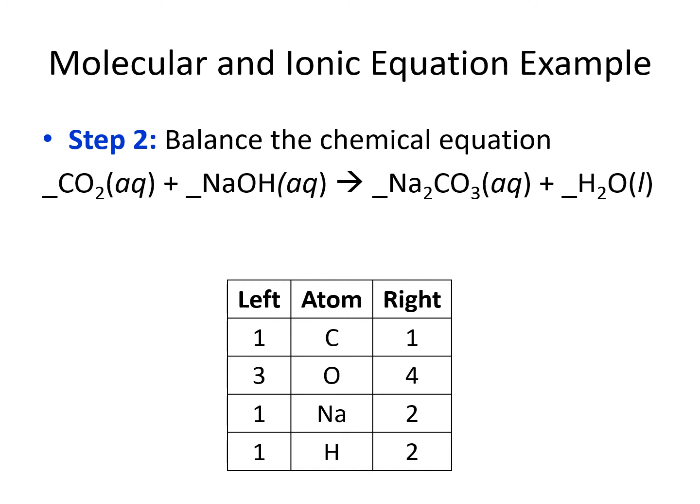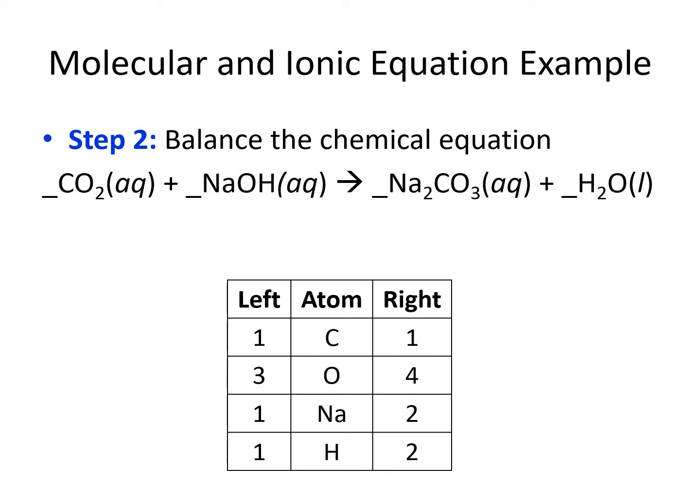Our first step is writing down the numbers of each thing we have on each side of the equation. On our left, we've got 1 carbon, 3 oxygens, 1 sodium, and 1 hydrogen. On our right, we have 1 carbon, 4 oxygens, 2 sodiums, and 2 hydrogens. Right now, the carbon is balanced, but the other 3 are not.